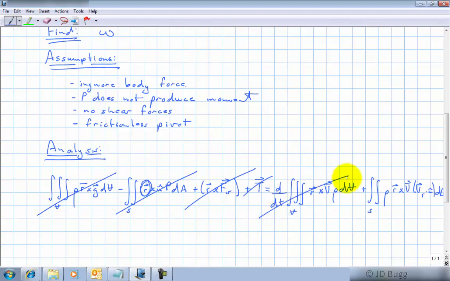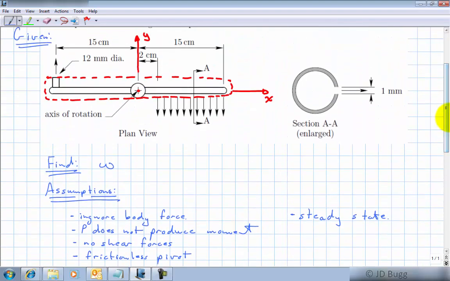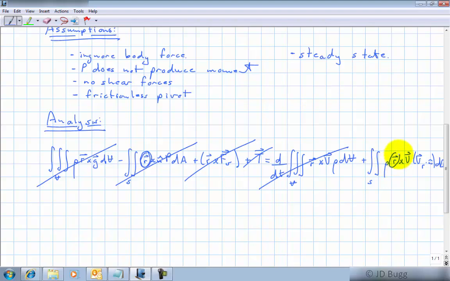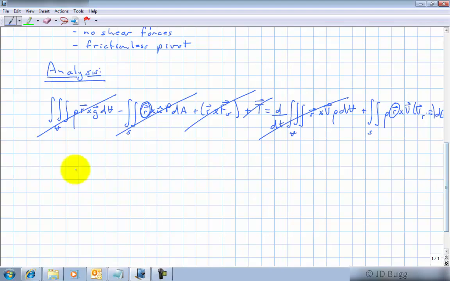Right-hand side, this is a steady problem. No reason to believe any of these properties are changing with time. So we'll just say here steady state. And so the last term we have here is just our flow of angular momentum across the control surface. So that's the only term left. So we have two exits. We'll label this number 1, and this one is number 2. And of course there is an inlet there, but that inlet is not going to contribute because R at the inlet is 0, because it's coming in right at the axis of rotation.